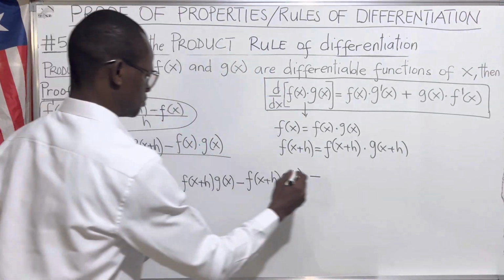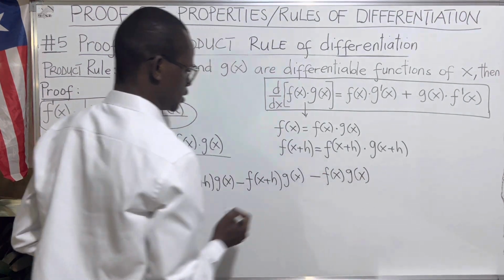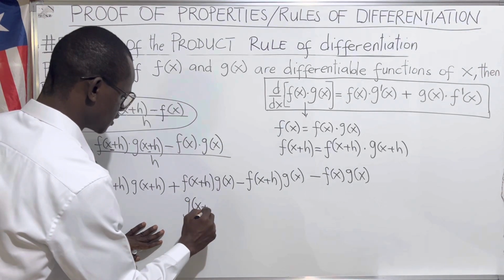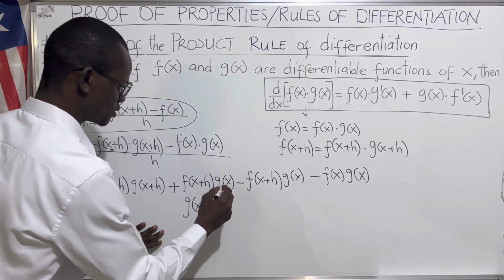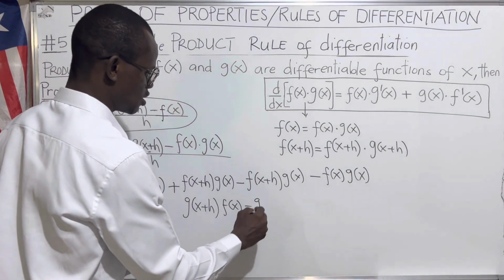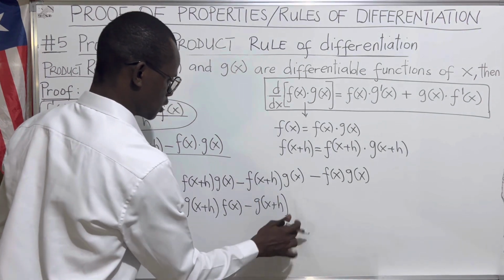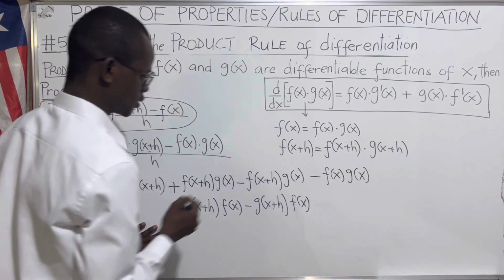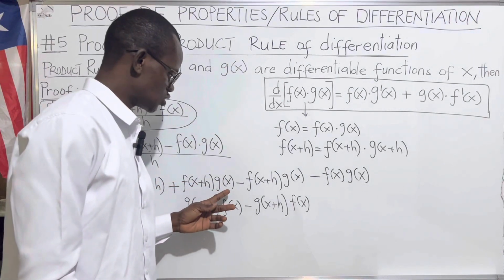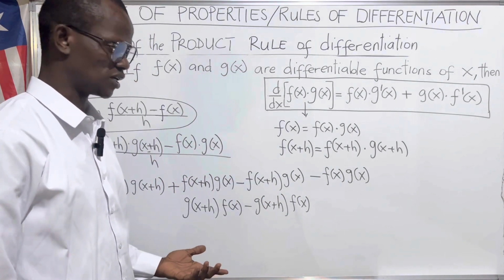Minus, I put the last term, f of x, g of x. Similarly, I could prefer adding f of x, g of x plus h, minus g of x plus h times f of x. So it's like adding 0 to the problem, because f of x plus h times g of x minus f of x plus h times g of x is just equal to 0.